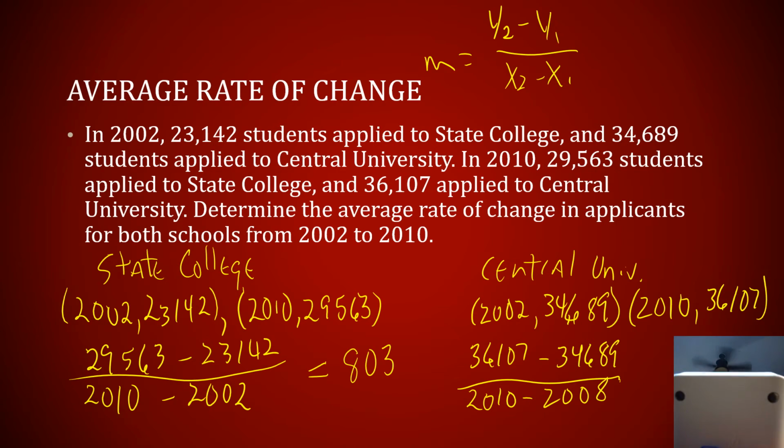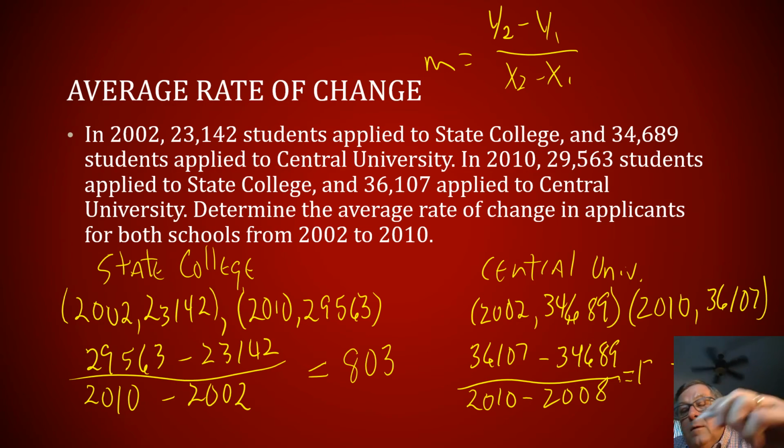And I'm going to do the same thing for Central University. So I'm going to take 36,107 and subtract from it 34,689. And that's 1,418. And we're going to divide that by 8. And that gives us 177.25, or about 177 new applicants per year. Squeeze it in. Okay.